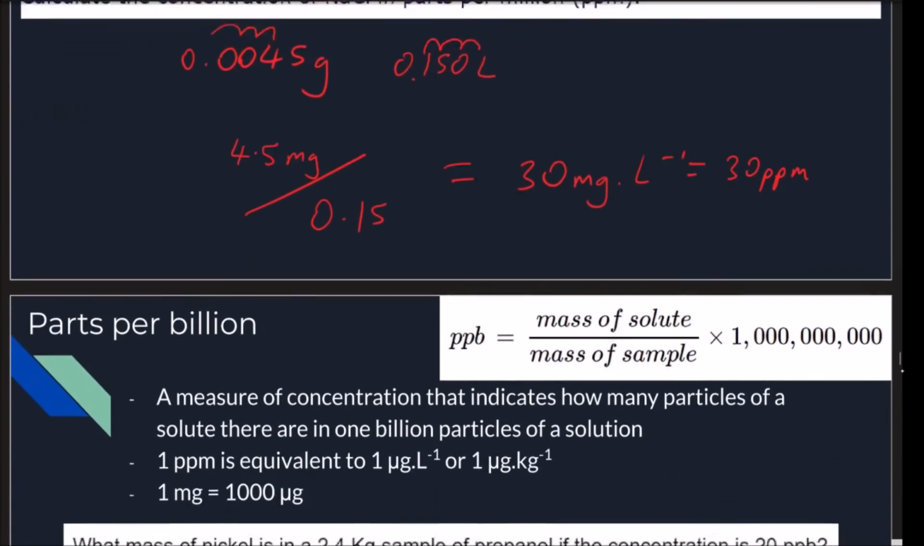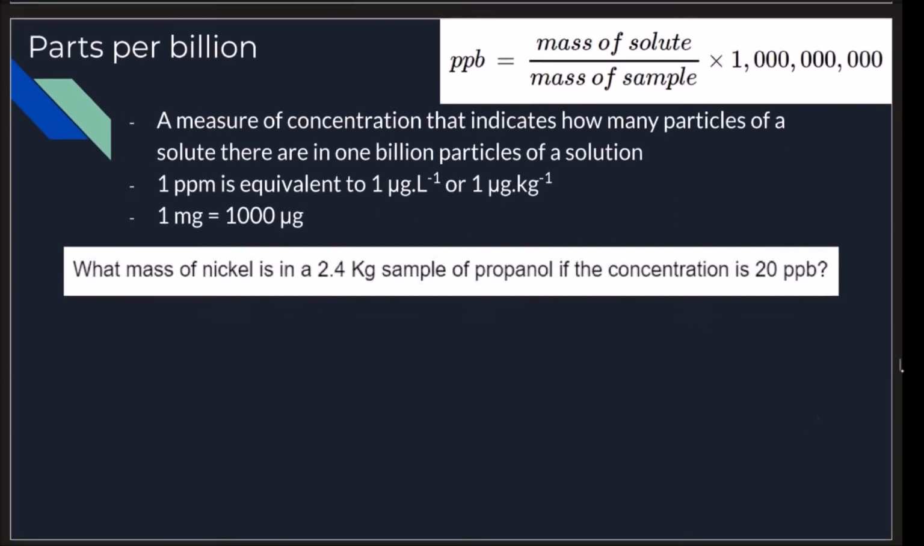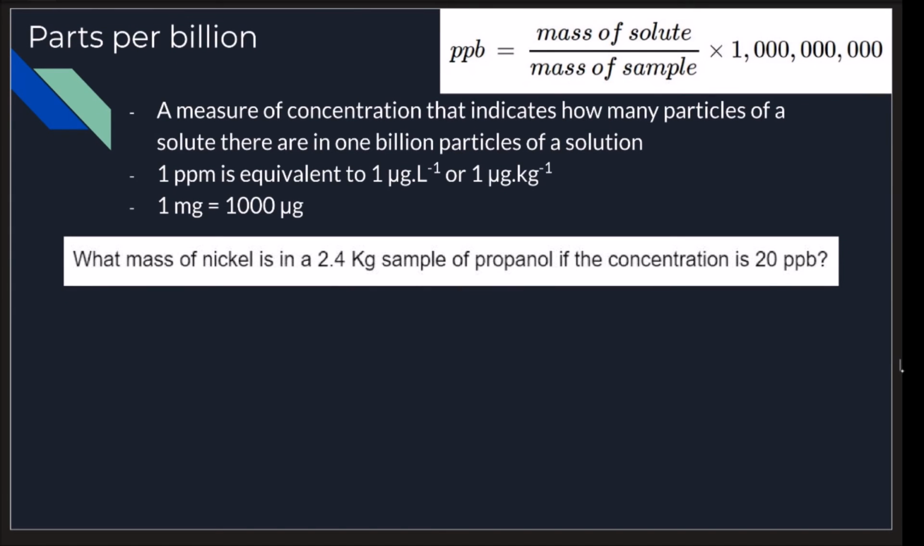Excellent. So now getting a bit more specific here, parts per billion, the exact same concept. So it's going to be the number of particles of solute dissolved in 1 billion particles of solution. So in this example here, 1 part per billion is equal to 1 microgram per liter, or 1 microgram per kilogram. We will apply this in the exact same way as we did that last question.